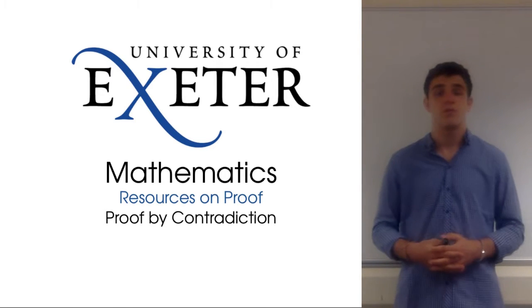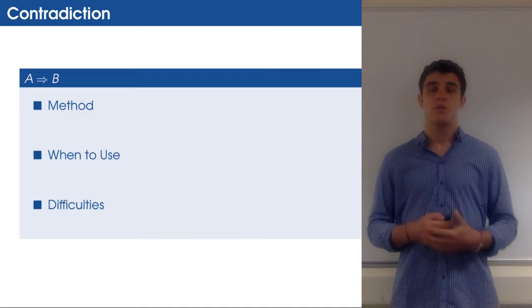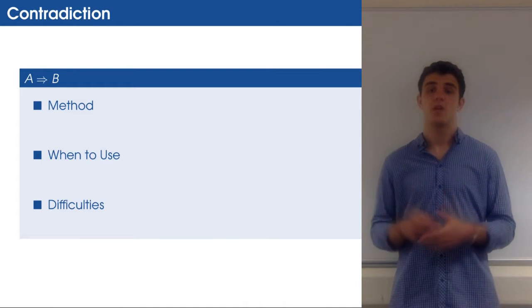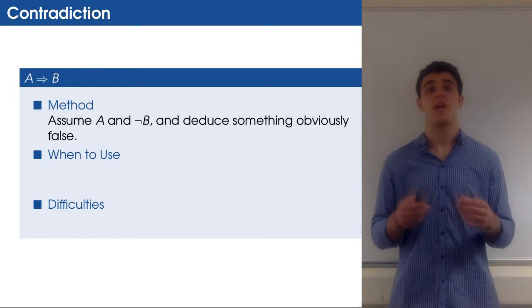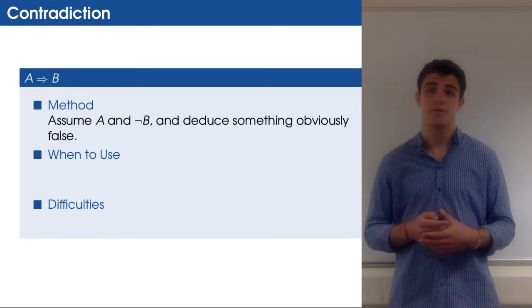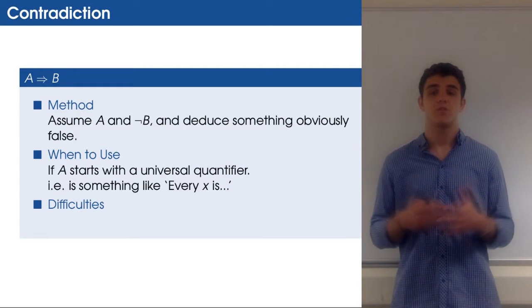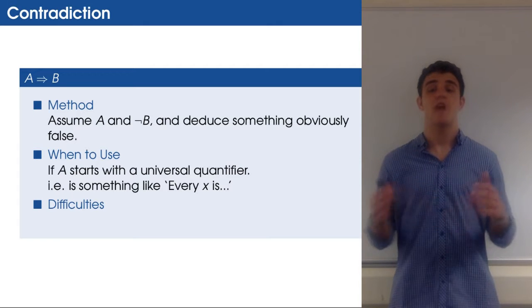In this series on proof, I'm going to discuss proof by contradiction. So we use proof by contradiction when trying to prove a statement A implies B. We assume that A is true and that not B is true, with the aim to reach a contradiction. We use proof by contradiction when faced with statements involving universal quantifiers, such as every x is.